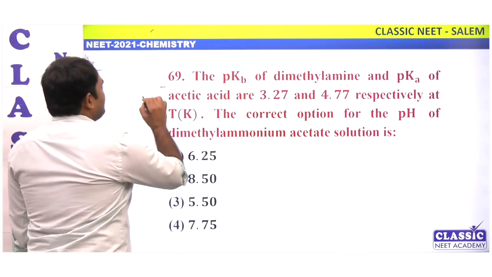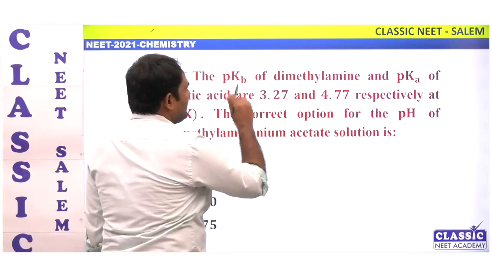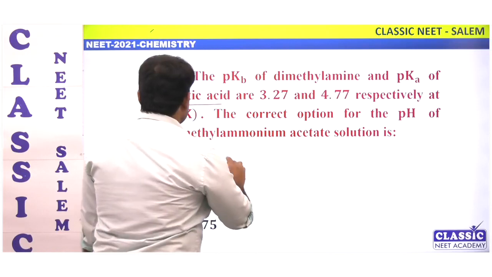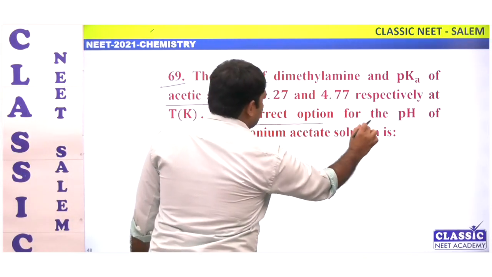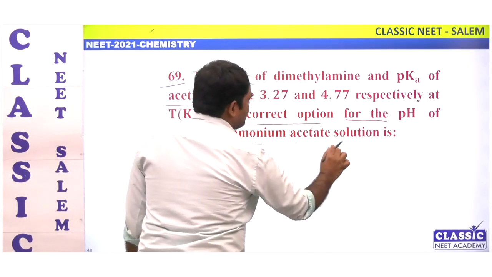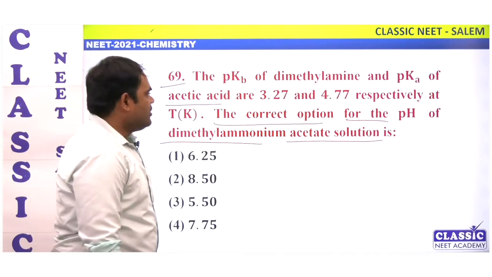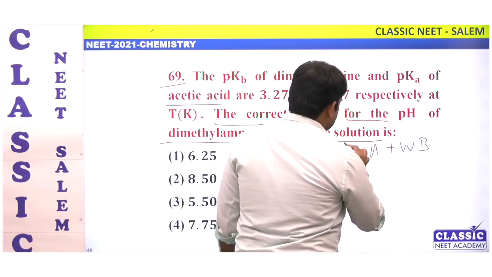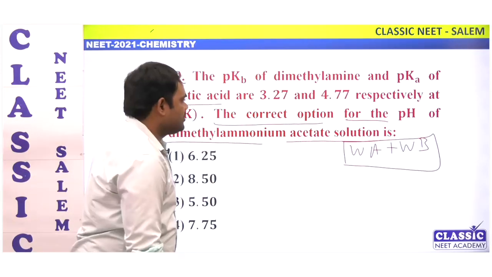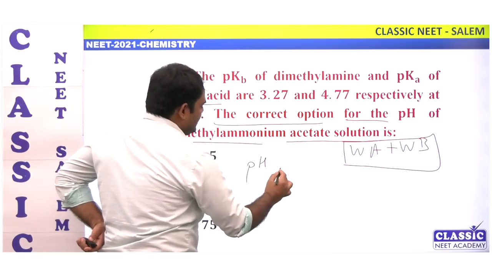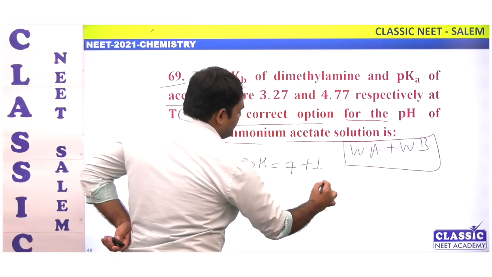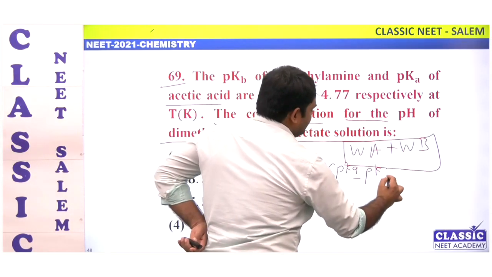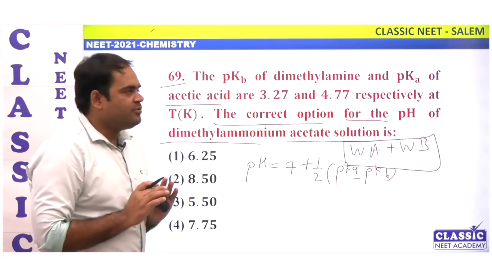So question number 69 is given here. The pKb of dimethylamine and pKa of acetic acid are this one and that one respectively. And he is asking the correct option for the pH of dimethyl ammonium acetate solution. That is for a weak acid and weak base. So beta, for that which formula are we using? We are using the pH formula here, 7 plus 1 by 2 (pKa minus pKb). That formula we are going to use.